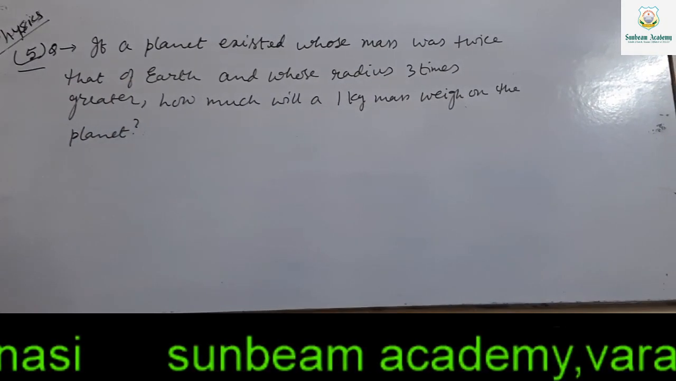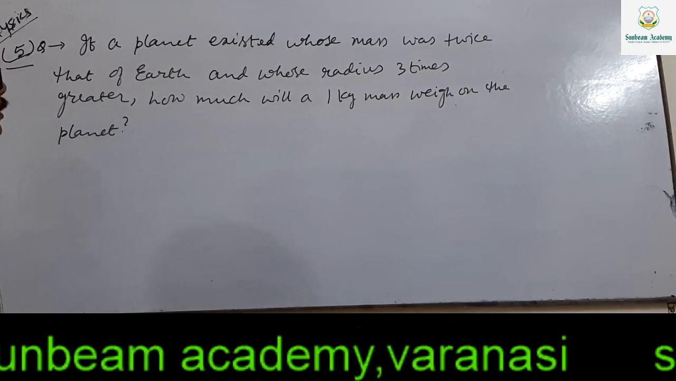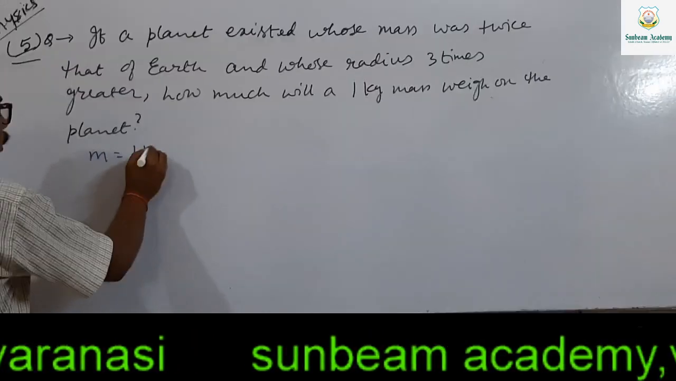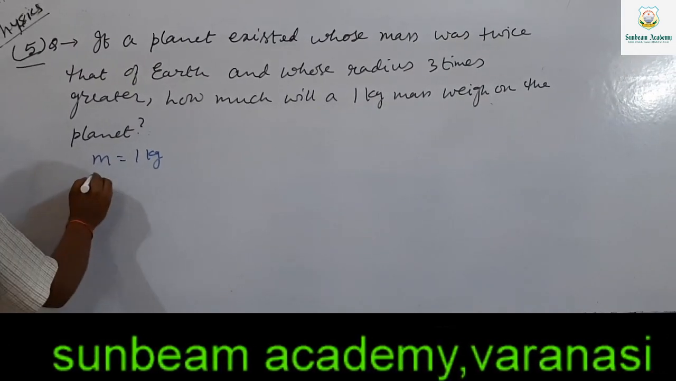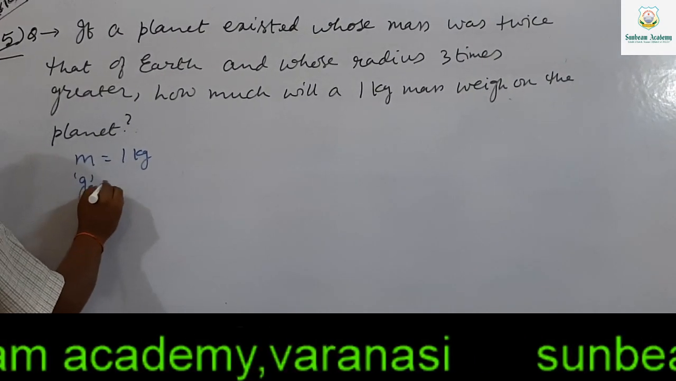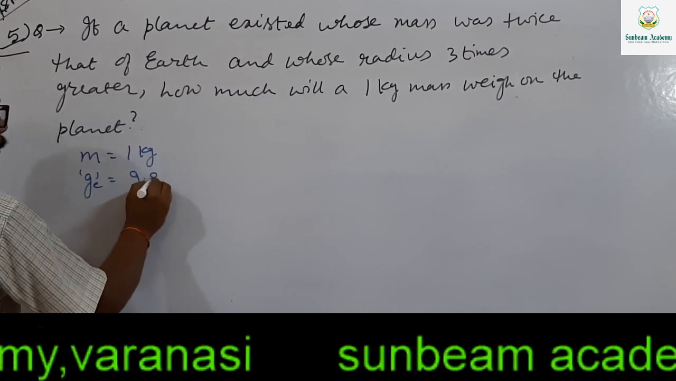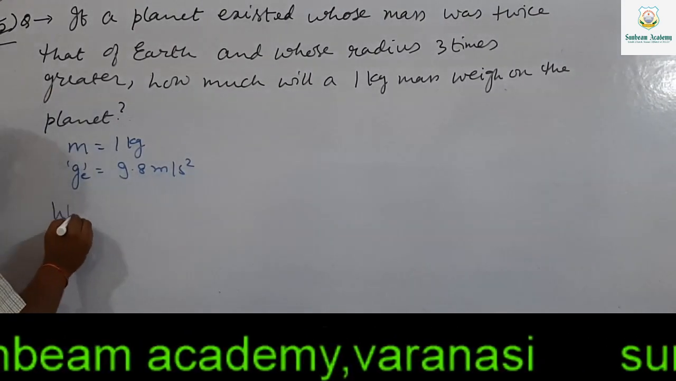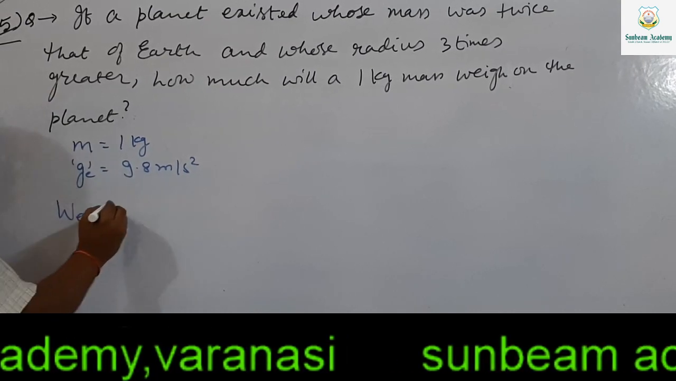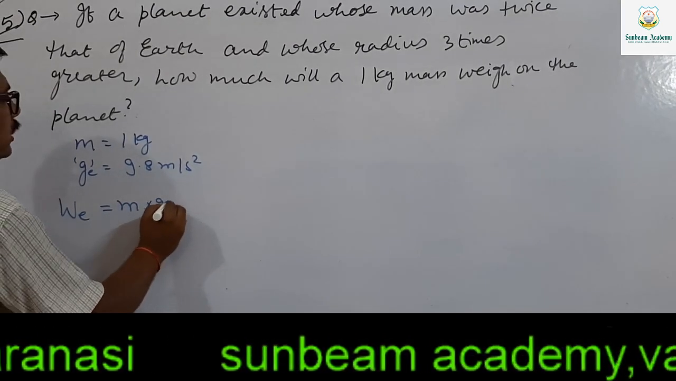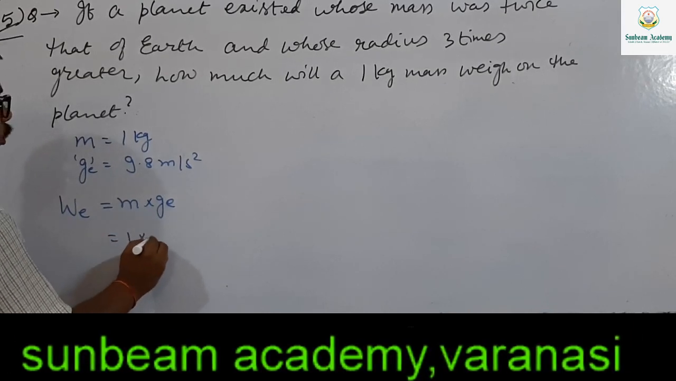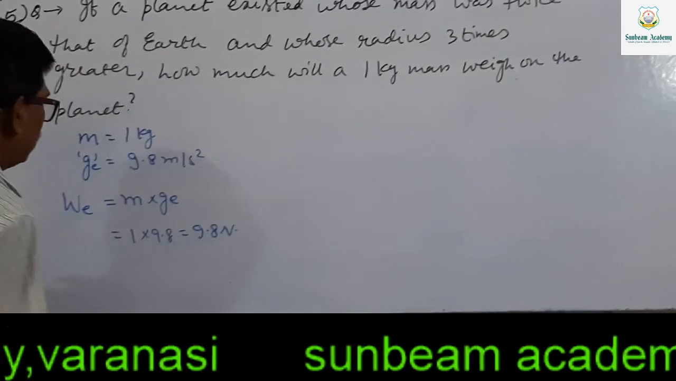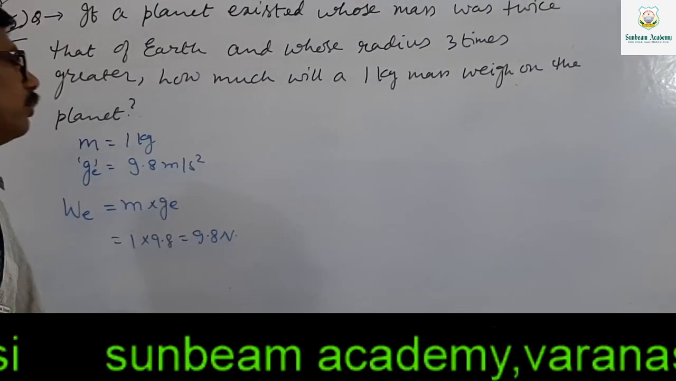On the planet. You know that here the mass of the object is given, 1 kg. The value of small g on the earth, gE, you know how much? 9.8 meter per second square. Now, what will be the weight of the object on the earth? That is WE equals M into gE. That will be 1 into 9.8, which is equal to 9.8 Newton. This is the weight of the object on the earth.